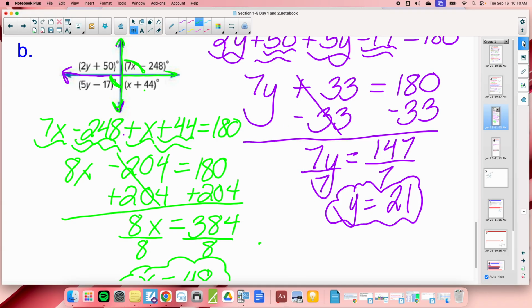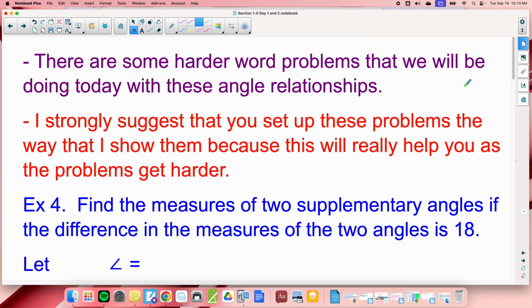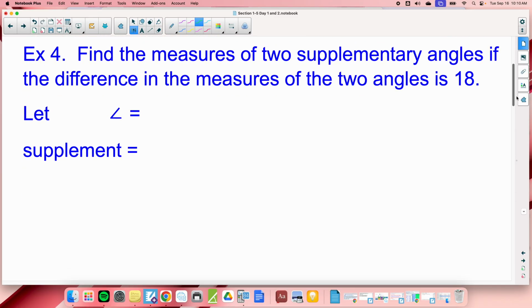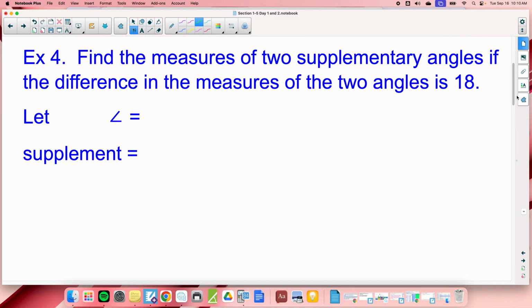All right. So now we're going to do 2 word problems. And this is the part that I don't think you're gonna like, but I promise you, if you do it the way I show you, it will make life so much easier. So let's look at this. It says, find the measures of 2 supplementary angles if the difference in the measures of the 2 angles is 18, okay?